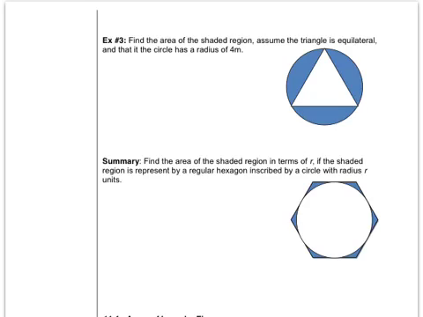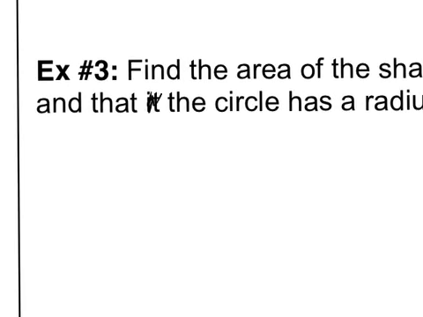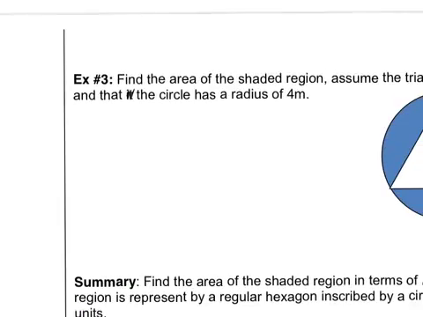Alright, this one says find the area of the shaded region, assume the triangle is equilateral, and that the circle has a radius of 4 meters. I guess that's another little typo that I didn't notice before. Don't need that yet. But the circle has a radius of 4.